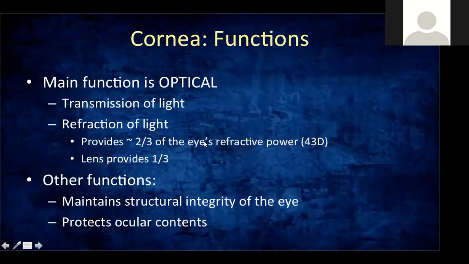The cornea's main function is optical. It transmits light and it also refracts light. It provides 2/3 of the eye's refractive power, which is about 43 diopters.